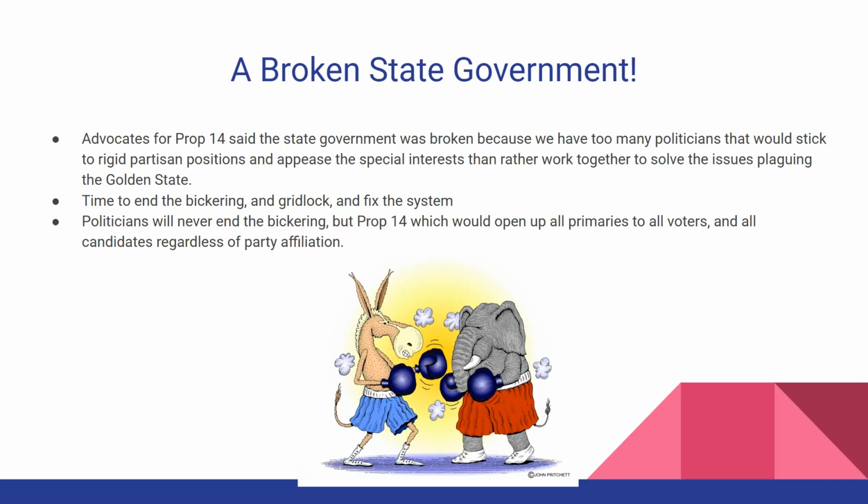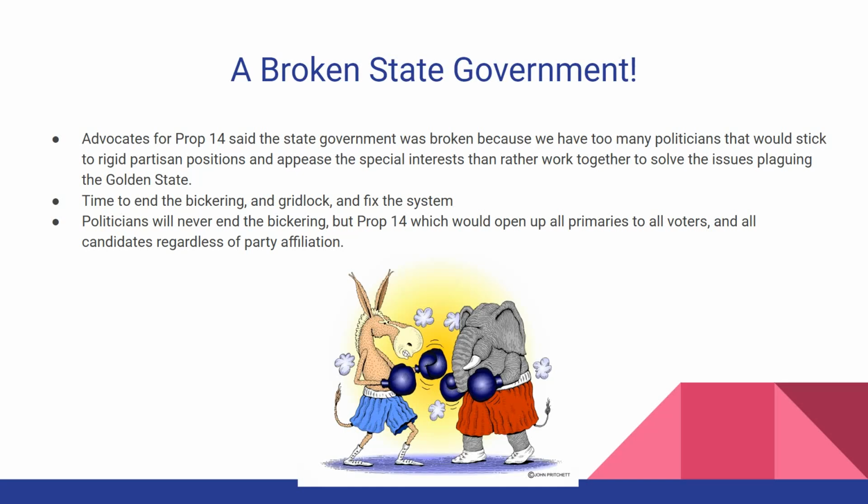So, to reiterate, California state government during this time was broken, said a lot of advocates. They believed that the primary cause of why the Golden State's public institutions were broken is in part because we had too many politicians in Sacramento choosing rigid partisan positions and appeasing special interests rather than working together to solve the issues plaguing the Golden State.